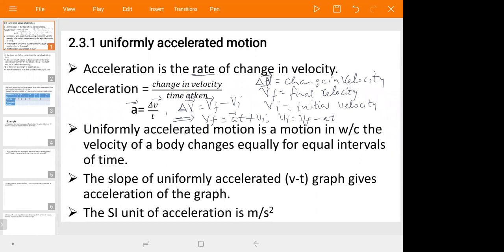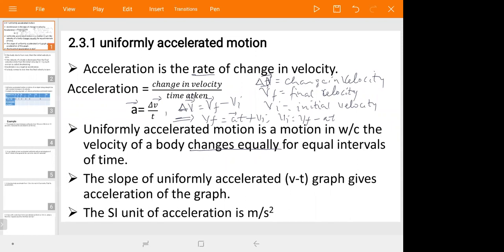The other point: uniformly accelerated motion is motion in which the velocity of a body changes equally for equal intervals of time. This is the difference between this and uniform motion. For example, if the velocity of a body is 2 meters per second in 1 second, 4 meters per second in 2 seconds, and 6 meters per second in 3 seconds, this shows uniformly accelerated motion.